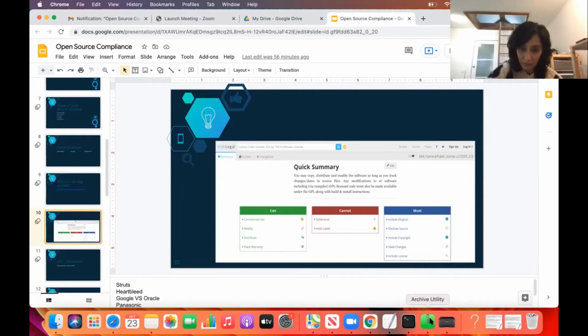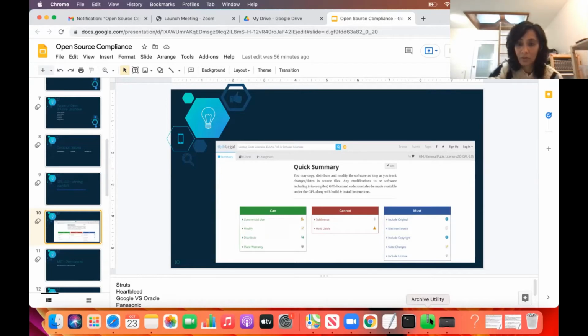So here, as you can see with the CAN, you can use it for commercial use. You can modify it, you can distribute it, you can place warranty on it. You cannot sub-license it, right? You cannot license it under something else. You cannot hold the original authors liable for their work, right? And you also must include the original code in there, the code that you took and modified. You have to include it, and you should place it in a place that people can see it and download it, right? You also need to include the copyright.